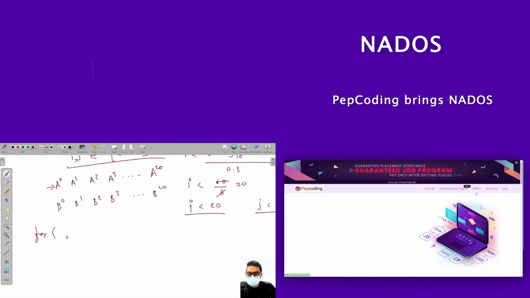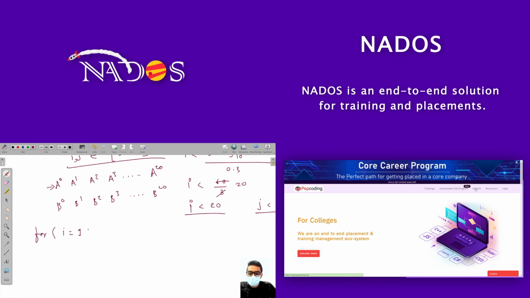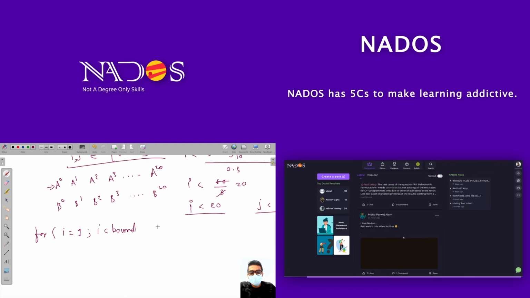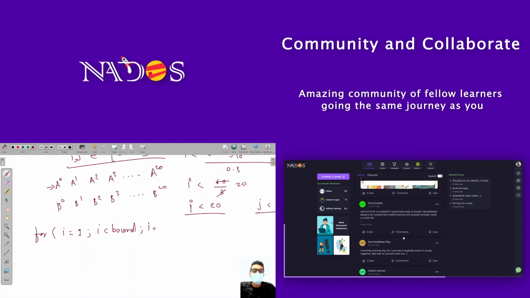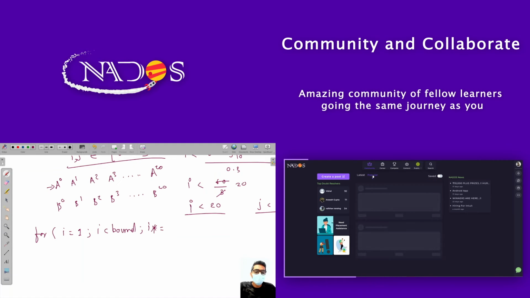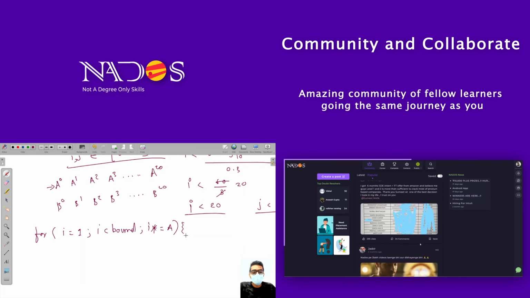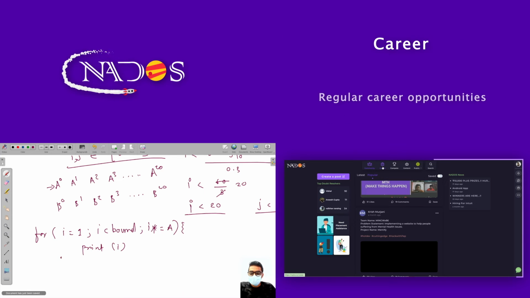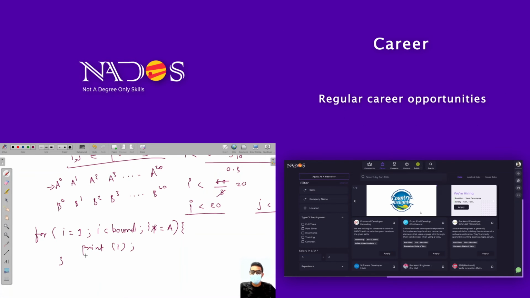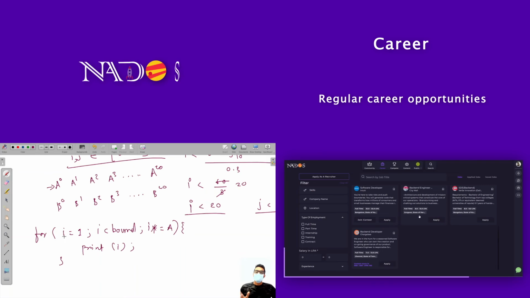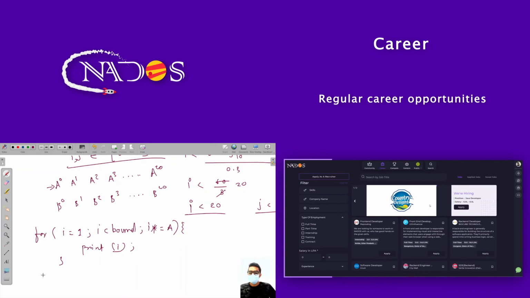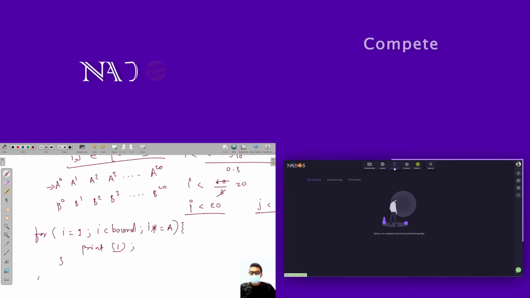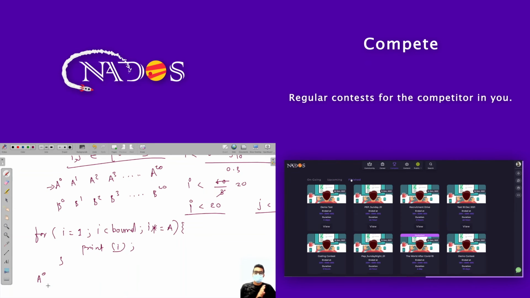So the for loop: i starts from 1 and i is less than bound. After that, i multiply equals a, and let's print i. This is the end of the for loop. So let's try. i is 1, printing i, that means 1. We can write 1 as a raised to 0, since any number raised to 0 is 1.